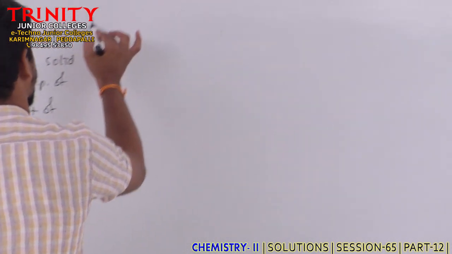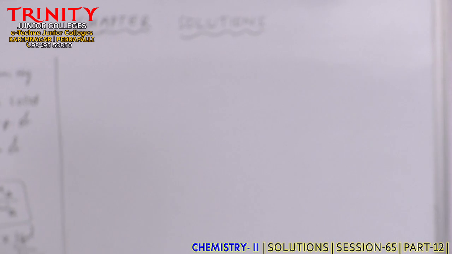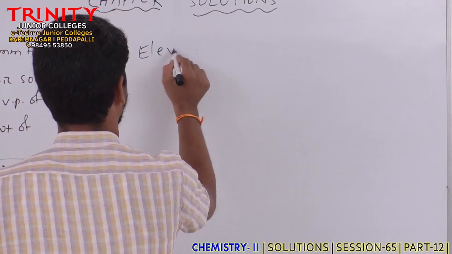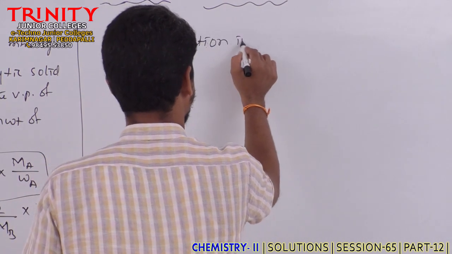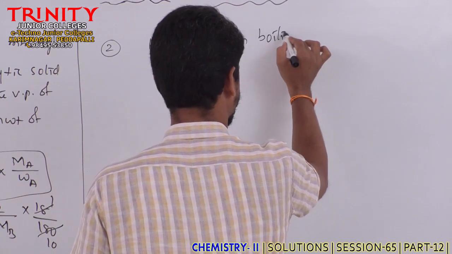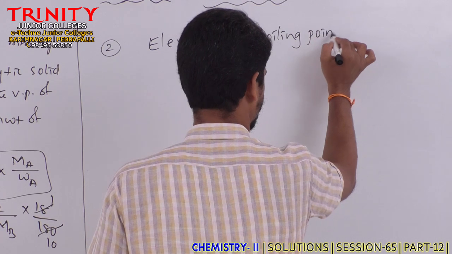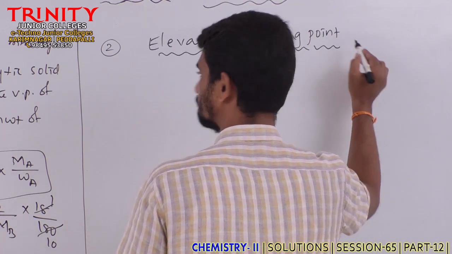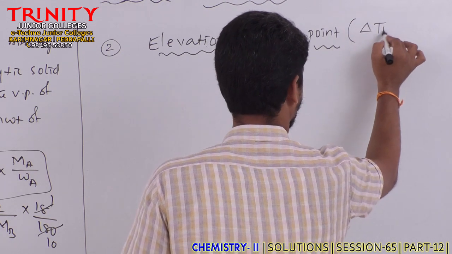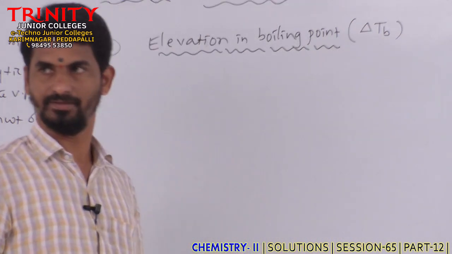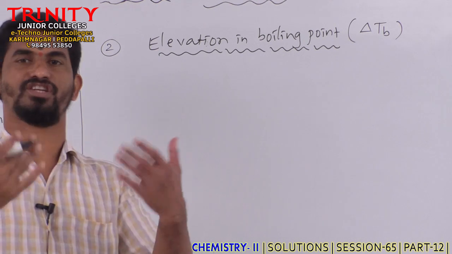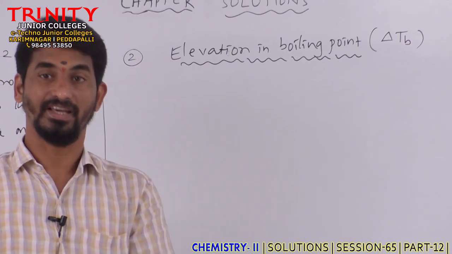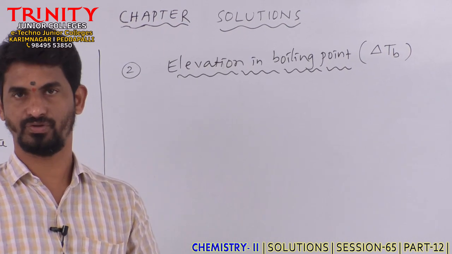Next colligative property we are going to discuss, the second colligative property, is elevation in boiling point, indicated by delta TB. What is meant by elevation? Elevation means increase. Increase in boiling point.